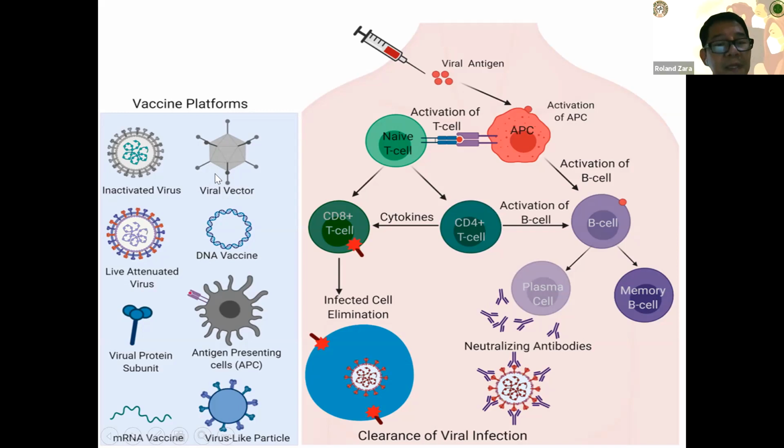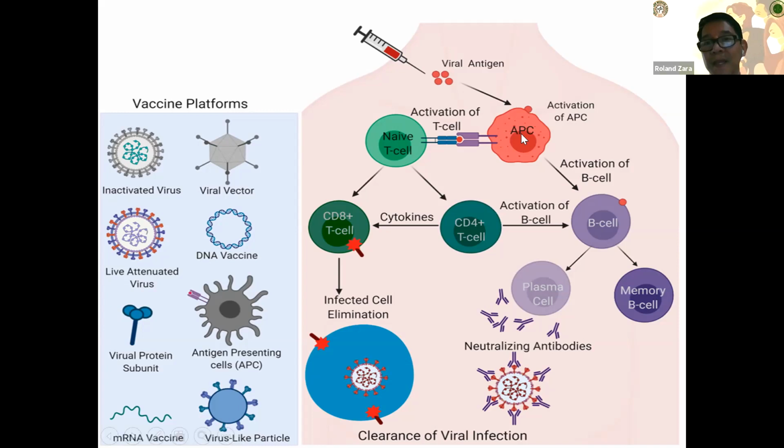Any of these platform vaccines, when injected into the body, for example, this is the viral structure, a viral vector or inactivated virus, have the same mechanism of action. They will be recognized by your antigen-presenting cells, APCs. Your antigen-presenting cells are your dendritic cells and macrophages. They are the first to interact with the antigen, get the antigen, and present it.